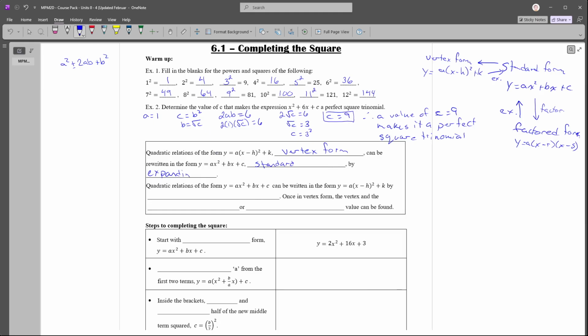Expanding. All right. So let's say that we have a quadratic relation in the standard form. We want to be able to rewrite it. We want to take it from standard form and take it into vertex form. We can do this by doing a process called completing the square.